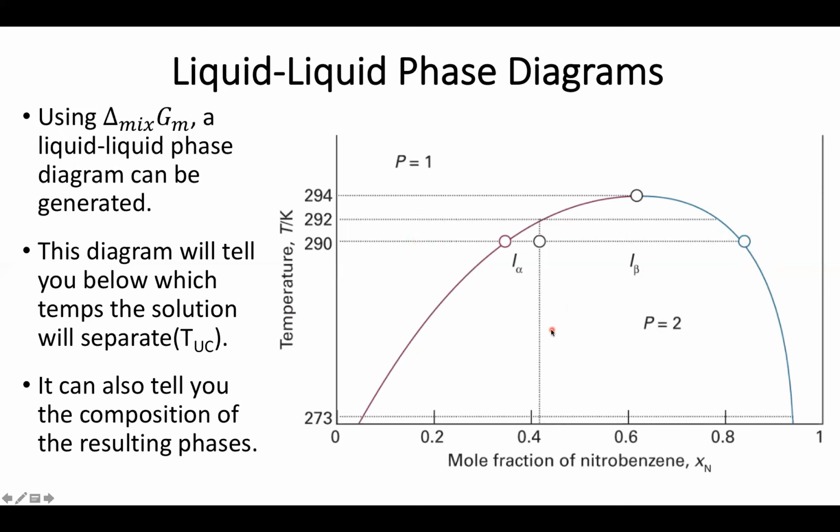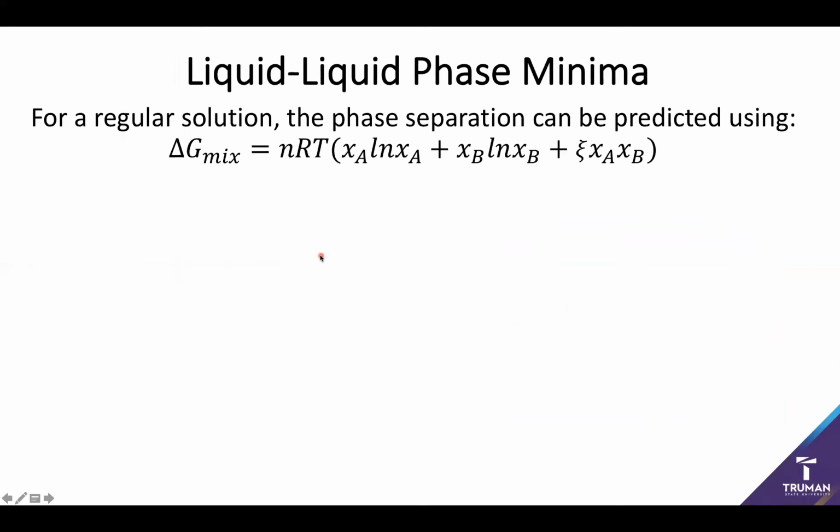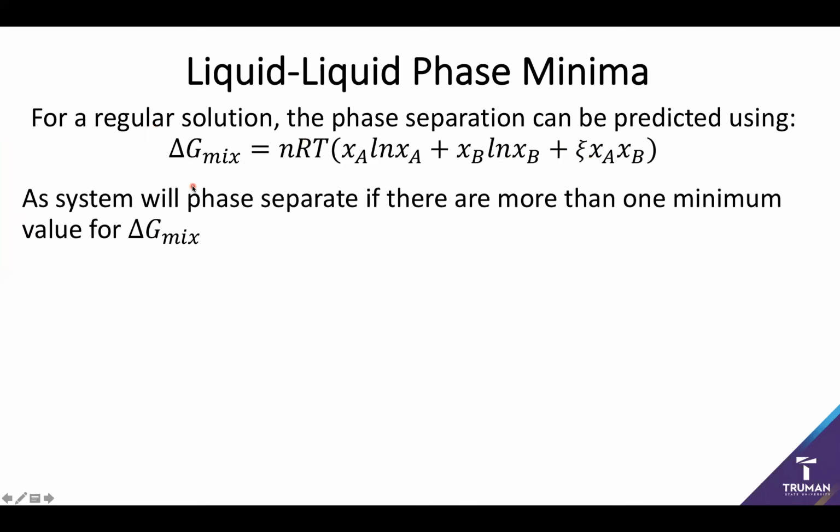But here's going to be the real trick. How can I predict when these phase separations occur? Well, let's go ahead and revisit our regular solution. So again, for a regular solution, we can predict the free energy of mixing using our expression in terms of the mole fraction of each of the components and the strength of the intermolecular forces between the species. Now, one of the important things to remember is that, again, we're going to see a phase separation if I have more than one minimum value. So how am I going to predict when a minima will occur?